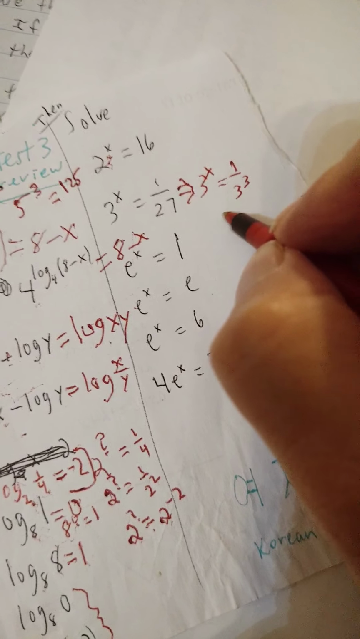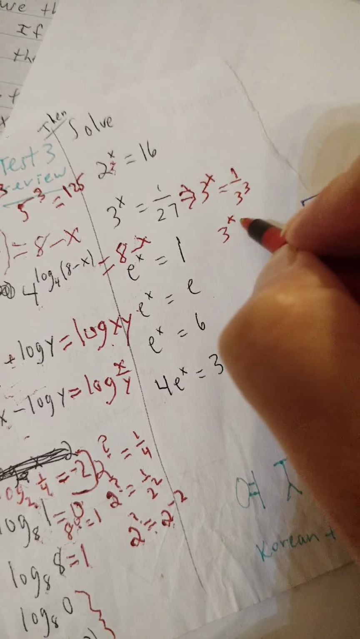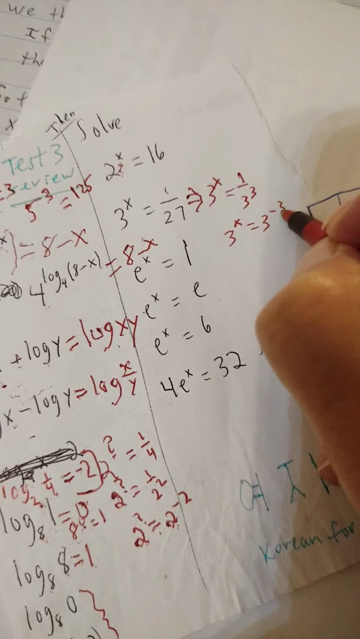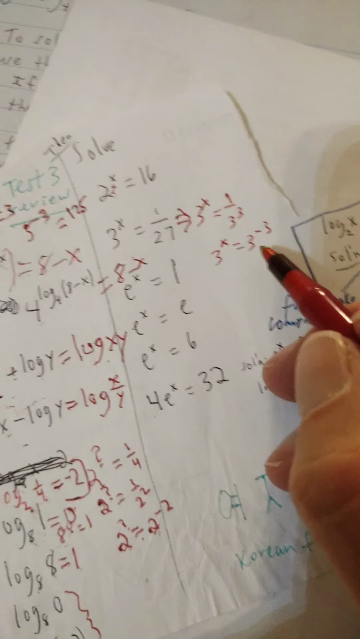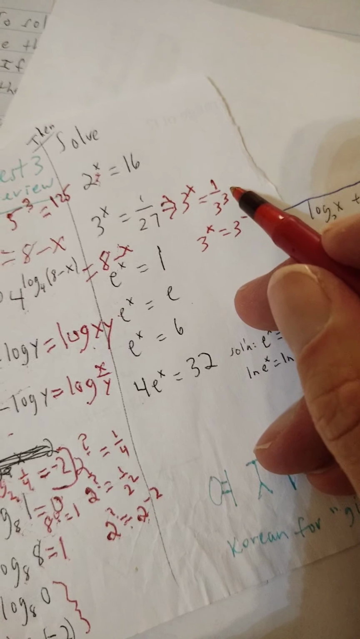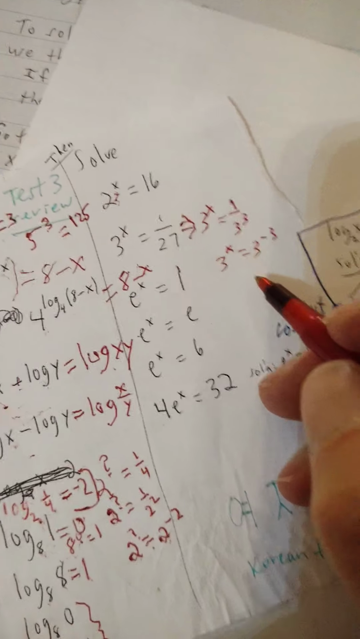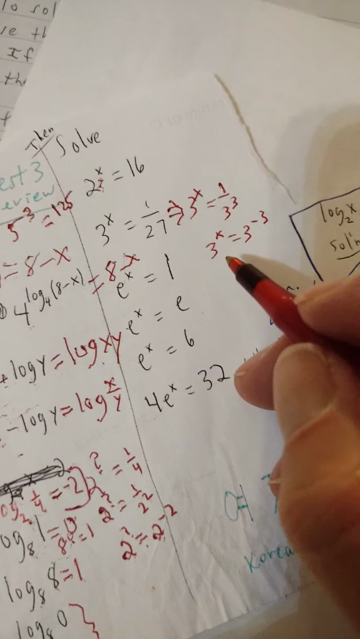So let's make this our next step. 3 to the x equals 3 to the -3. We got to feel adept at how these negative exponents work. Isn't 3 to the -3 the same thing as 1 over 3 cubed? Sure. And now we're in that special place.